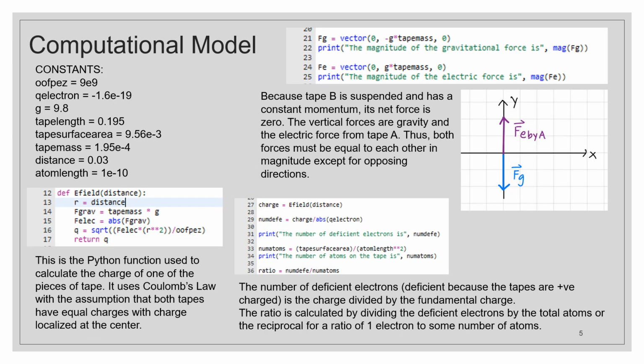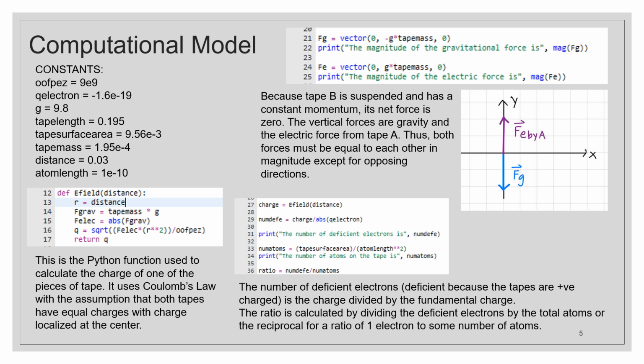Here is the code used in the computational model. The constants are presented as well as lines of code for the calculated results of this lab. The constants include 1/4 pi epsilon 0, the charge of an electron, g, the tape length, the tape surface area, the tape mass, the separation distance, and the atom length.